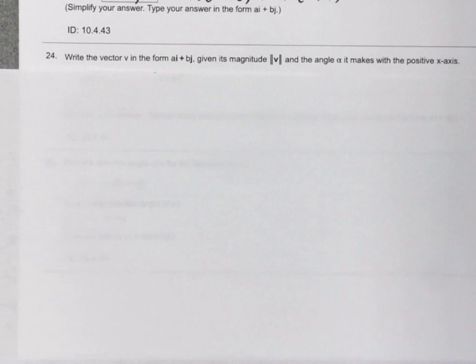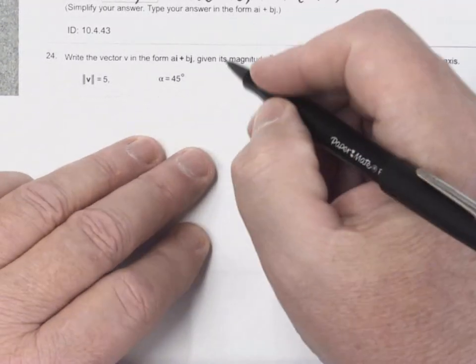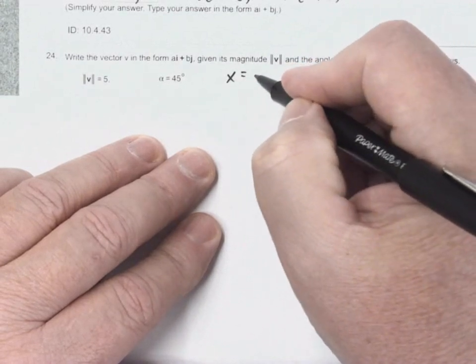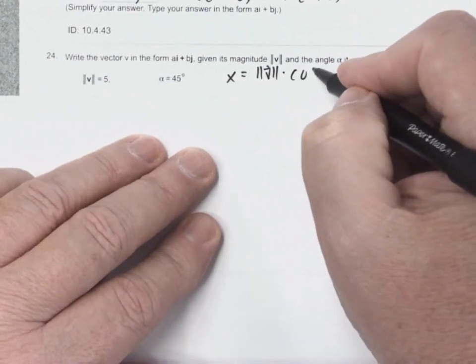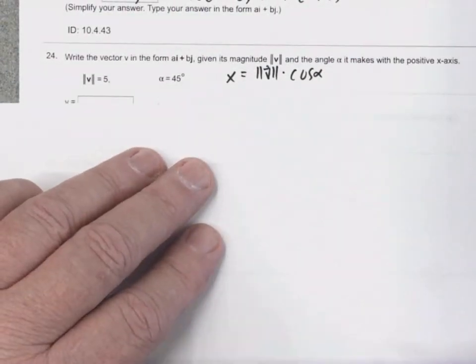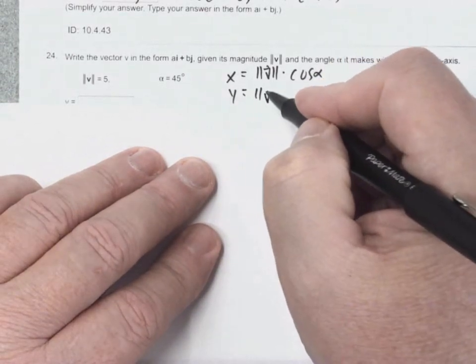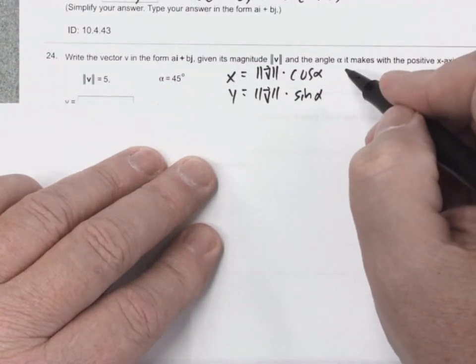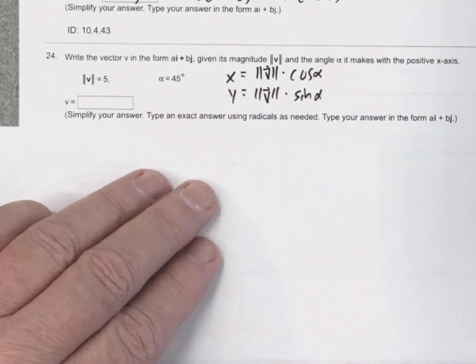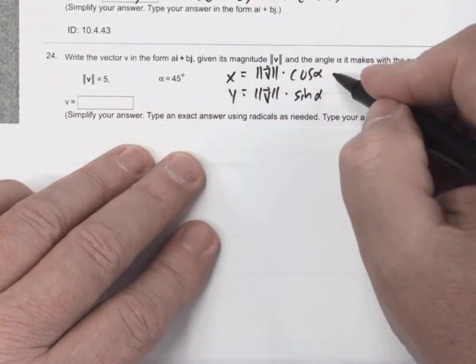Write the vector v in the form ai plus bj given its magnitude and the angle it makes with the positive x. So here now they give us a vector v with magnitude and direction, and they want us to rewrite that as ij. It's pretty straightforward because x equals the magnitude times cosine of the angle, and y equals the magnitude times the sine of the angle. They probably want exact answers. Yep, they say exact answers.